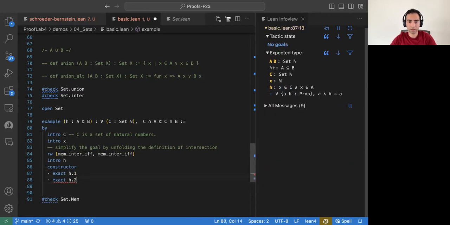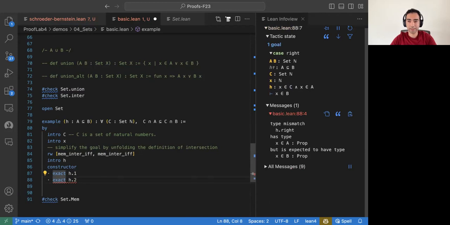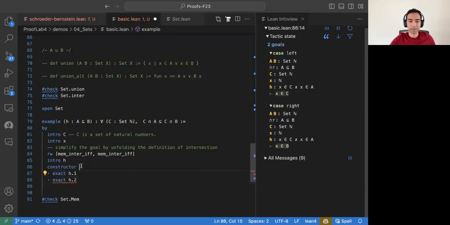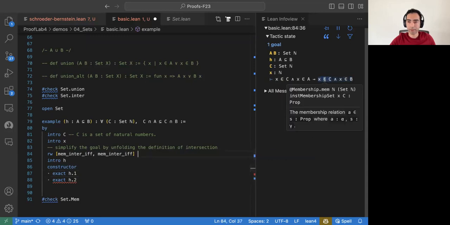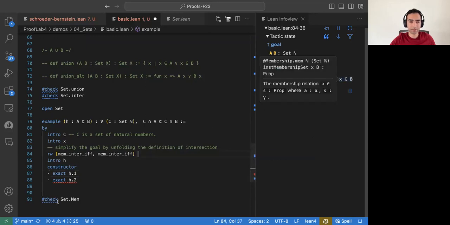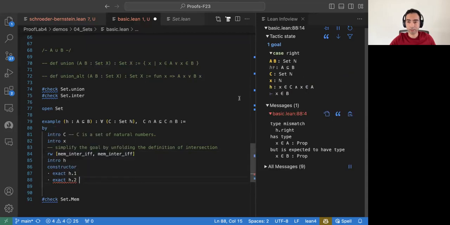Oh, it doesn't. So what's the goal here? X is in B. Now we have to prove X is in B. Oh, okay. Interesting. You see, after constructor, the second goal is X is in B, right? Why is that? Because here we wanted to prove X is in C and X is in B. So H.2 doesn't do it because H.2 proves that X is in A only.